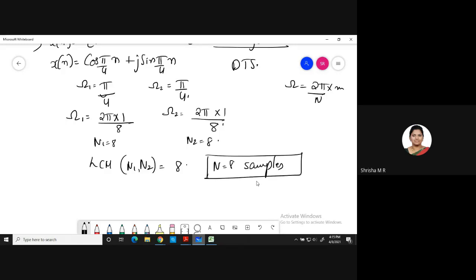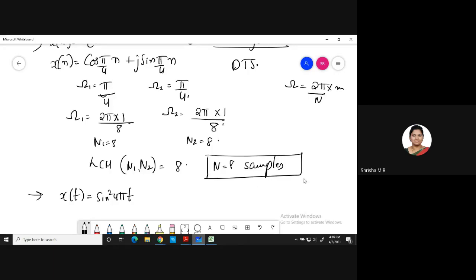Clear? Yes, ma'am. Try this problem. X of t, this is a continuous time problem. Okay. X of t is equal to sine square 4 pi t. Try this.